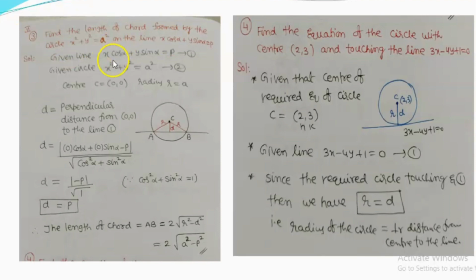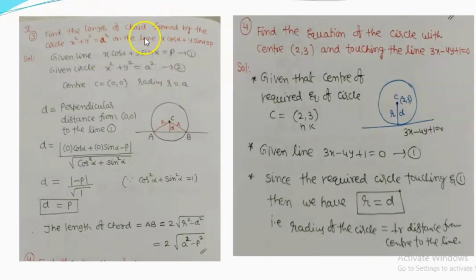First, given line: x cos alpha plus y sin alpha equal to p, and given circle: x square plus y square equal to a square. Clearly it is the standard equation of circle. For the standard equation of circle, the center is always at origin. So c equals (0, 0), and r square is equal to a square, which means radius r is equal to a. Radius value we got.